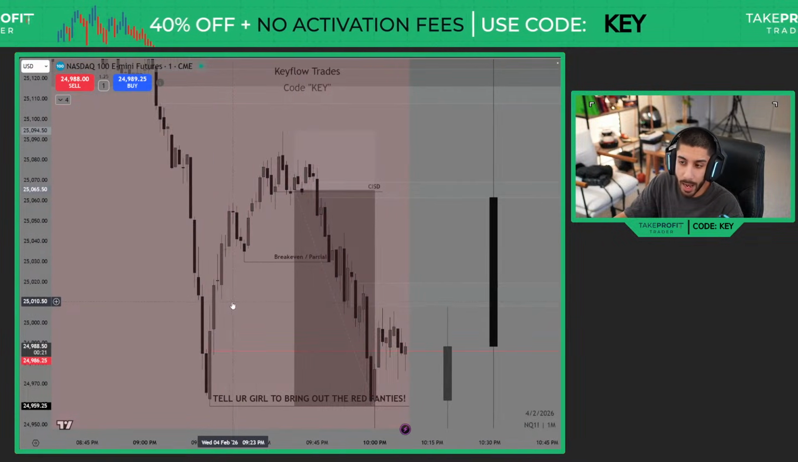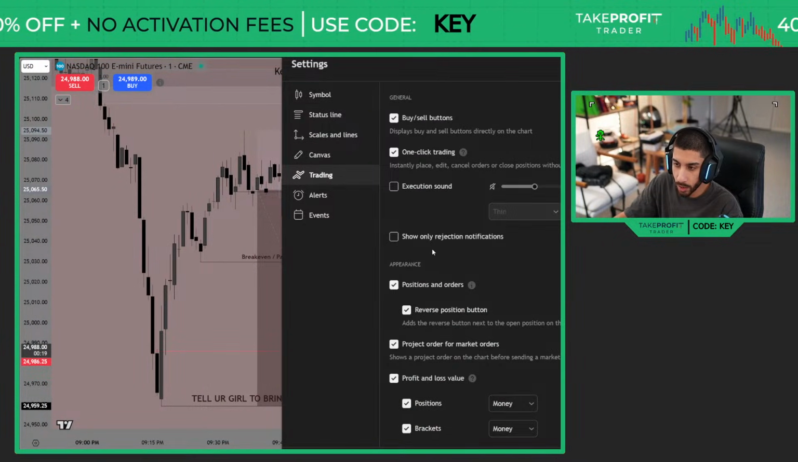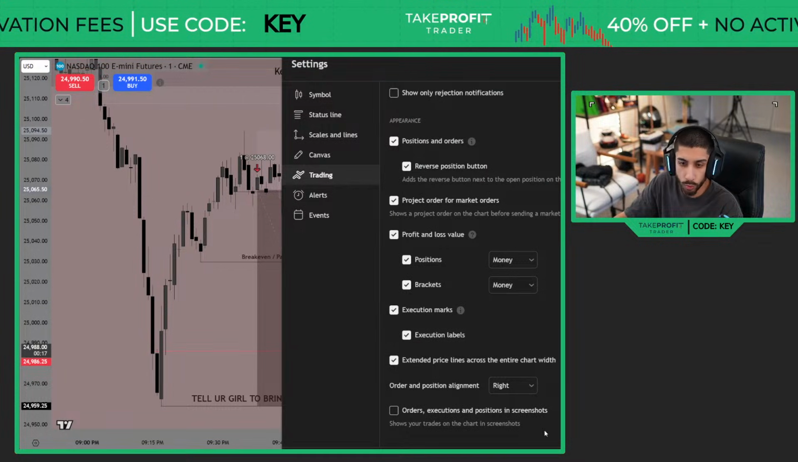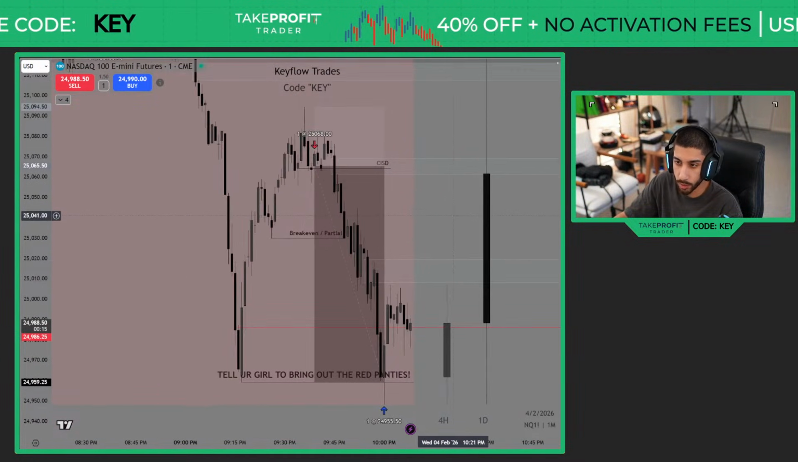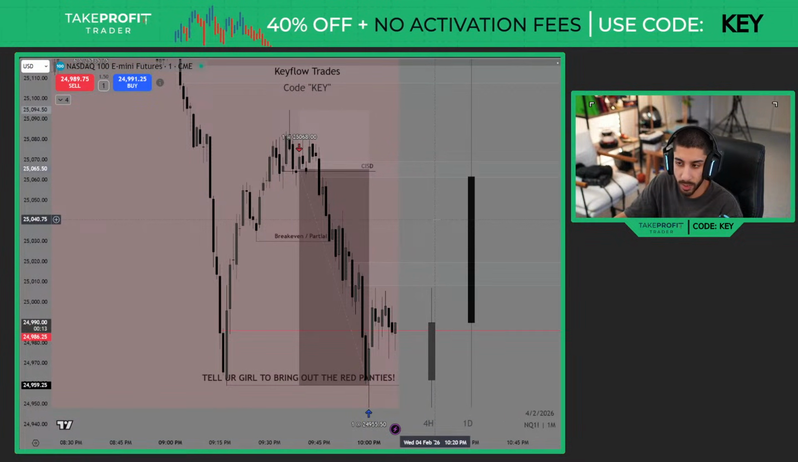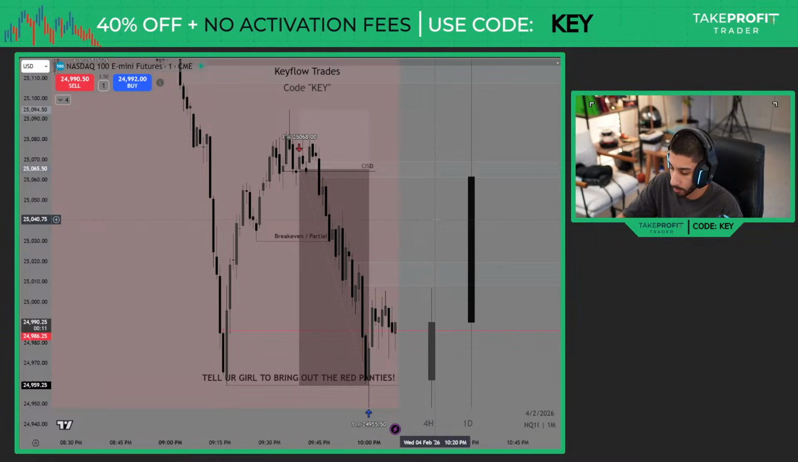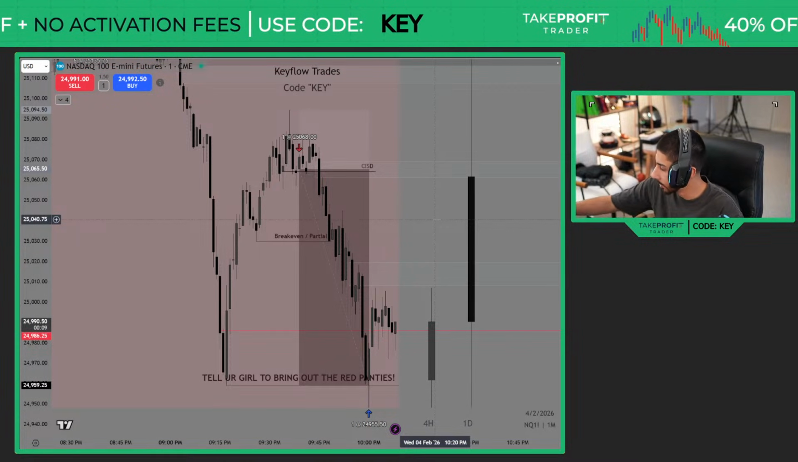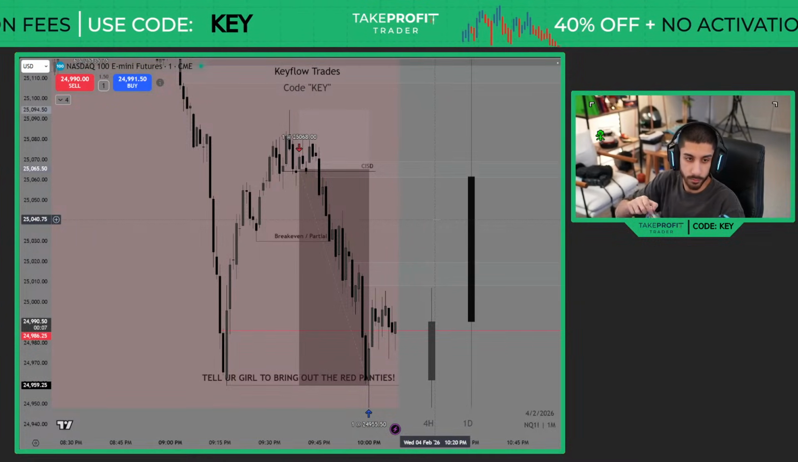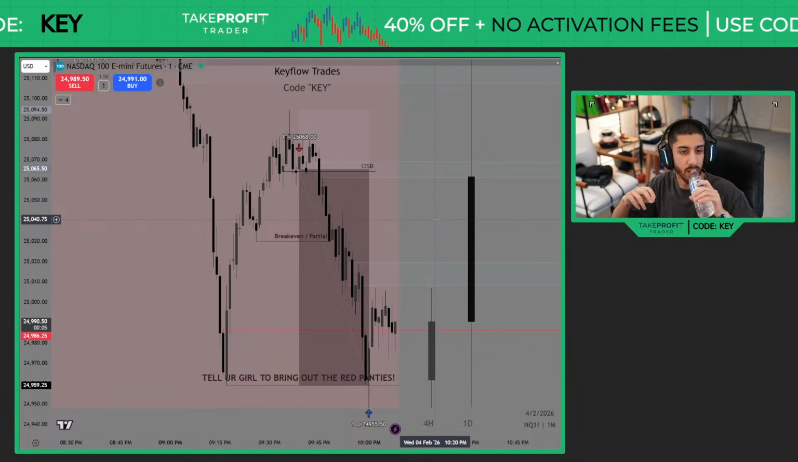Does everybody now understand this trade from the bias to the entry itself? Like, do you guys understand this trade? Anybody that doesn't understand any part of this trade at all? Let me know now. Everybody gets it?